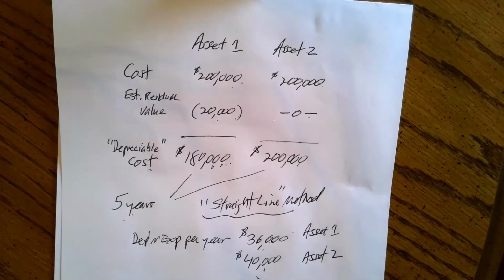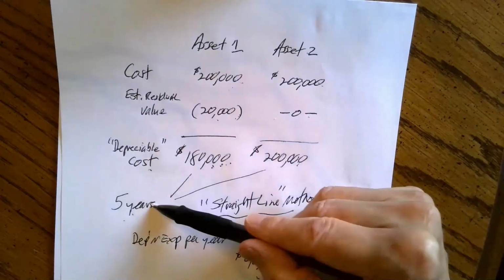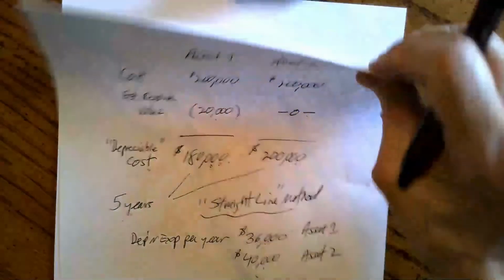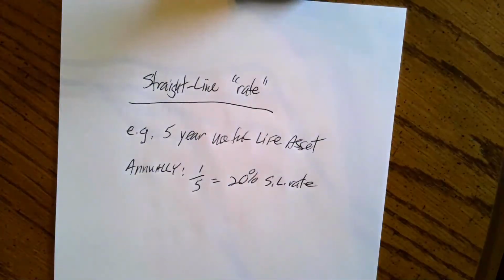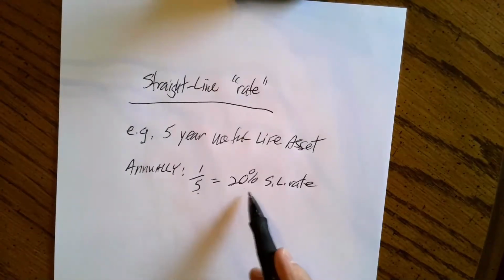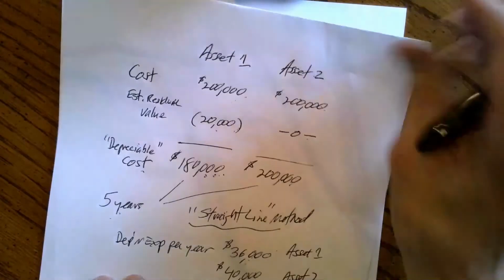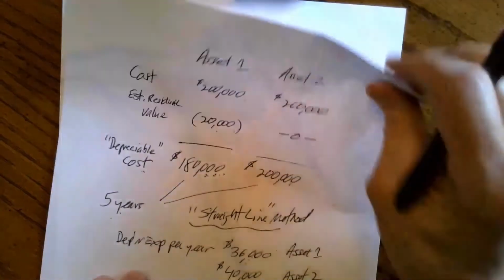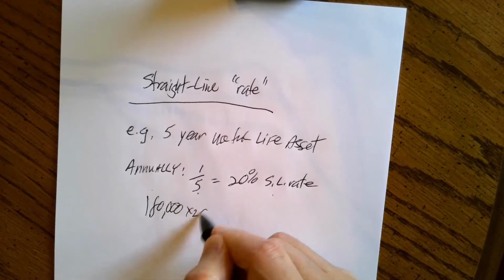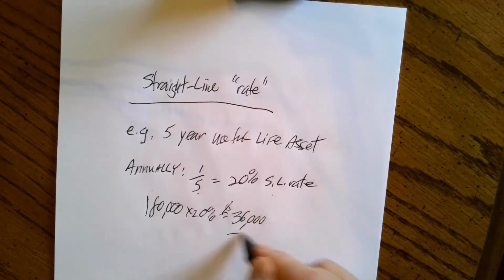Going back to that previous example, asset 1 with $180,000 depreciable cost, 5 years, $36,000 per year, obtained by taking 1/5 of the depreciable cost, or we can express it as 20%. So we could say 20% of the depreciable cost is the annual depreciation expense.